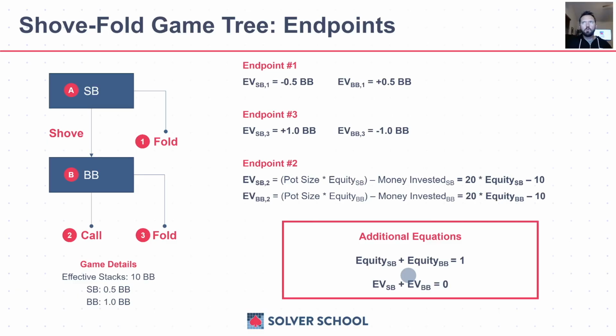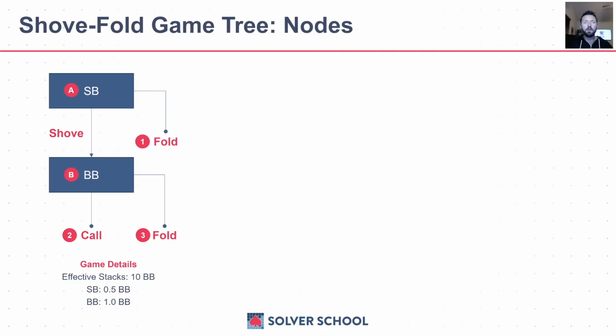In addition to calculating EV at endpoints, and once we have calculated the EV at endpoints, we can also do so by calculating EV at any individual node. The EV at any node is simply going to be the EV of each branch of that node multiplied by the frequency at which that branch is taken. And I'm going to start here by looking at node B before I go to node A. And as you'll see in a minute, the EV of node A is directly tied to the actions at node B.